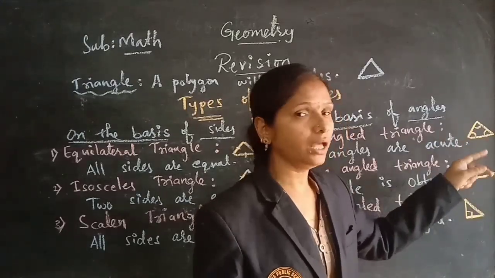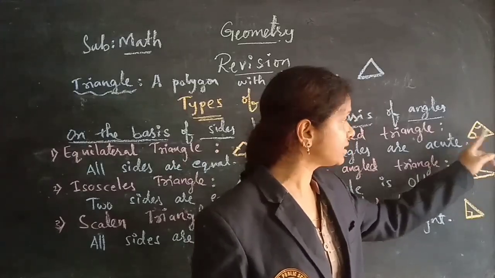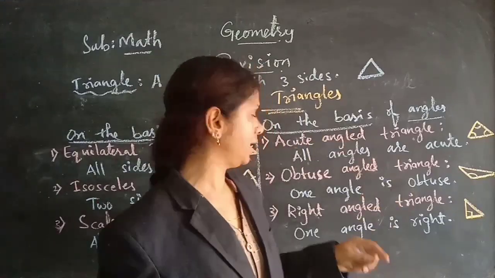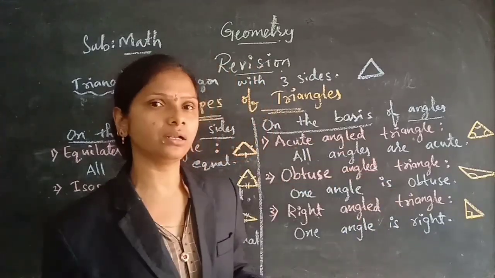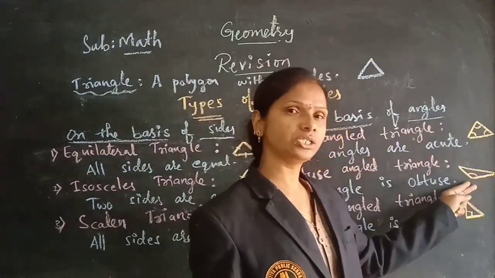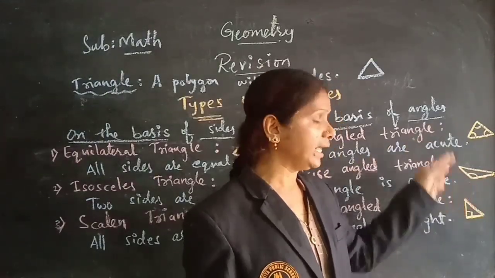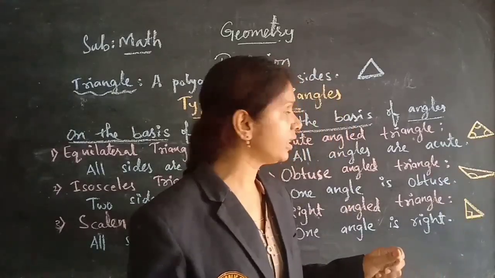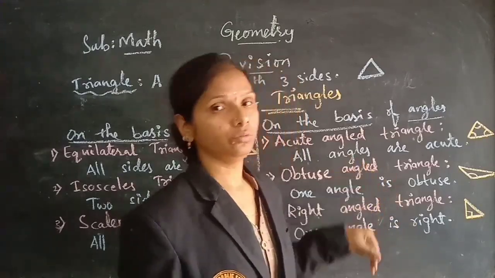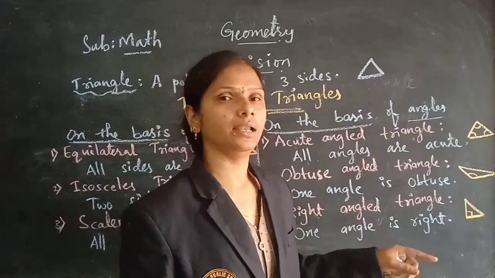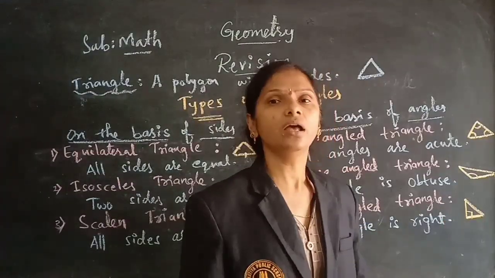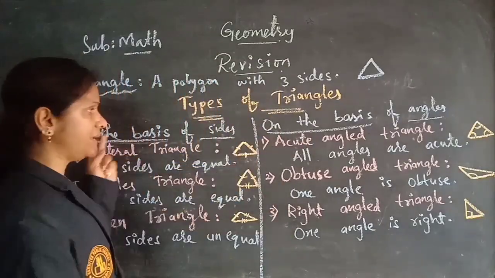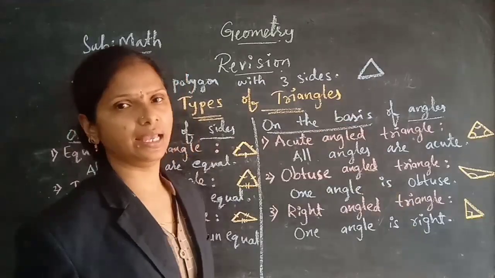You have to take angles less than 90 degrees, but when we take the sum, it should be 180 degrees. Now this is an acute angle triangle. Now obtuse angle triangle: here also the sum of the angles should be 180 degrees, and in the three angles one should be obtuse, nothing but lying between 90 and 180 degrees. Now right angle triangle: in the three angles one angle should be 90 degrees, children. So these are the types of triangles on the basis of sides and on the basis of angles.